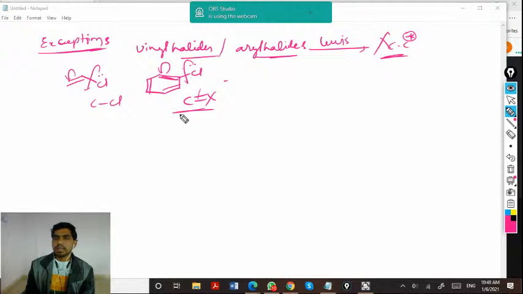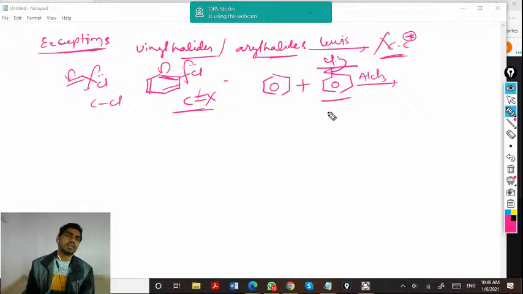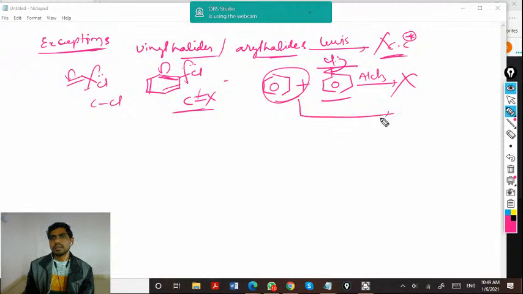So when it is not able to release the carbocation, when I try to treat benzene with chlorobenzene in presence of AlCl3, this is of double bond type. It is not going to break and it's not going to release the electrophile, so the reaction will not move. So whenever it is vinyl chloride or aryl chloride, the reaction will not move. That is the first exception.